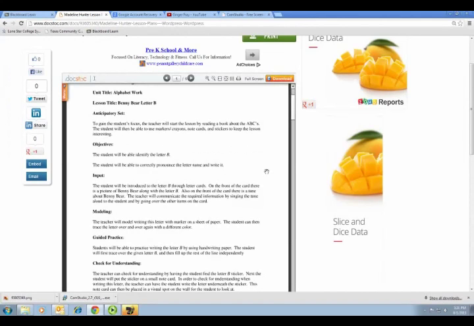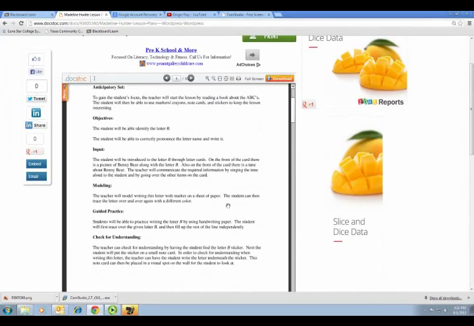Okay, the objectives: the student will be able to identify the letter B, and correctly pronounce the letter name and write it. Very basic, and again, these look very familiar. Input: the student will be introduced to the letter B through letter cards. On the front of the card, there is a picture of Benny Bear along with the letter B, and also a tune about Benny Bear. The teacher will communicate the required information by singing the tune aloud to the student and going over the other items on the card.